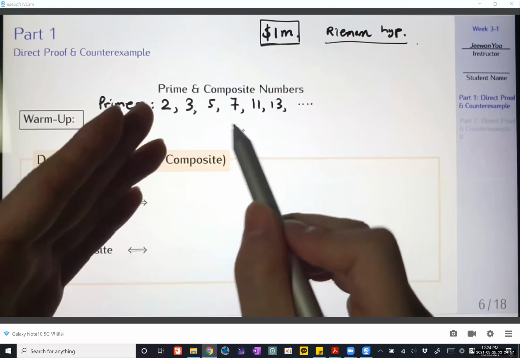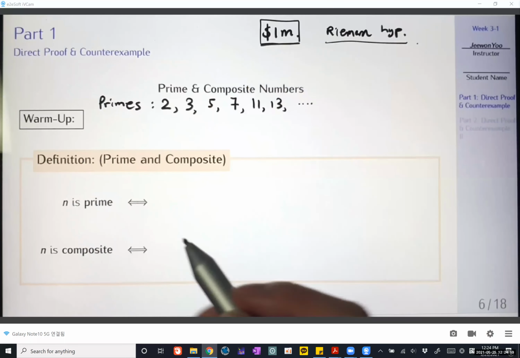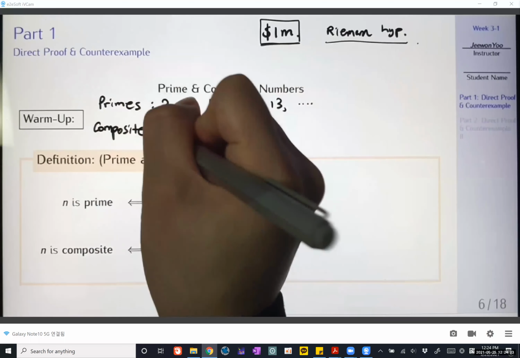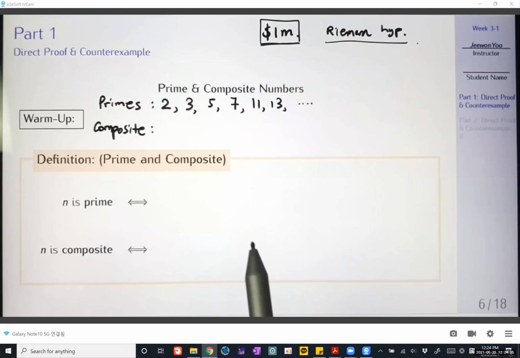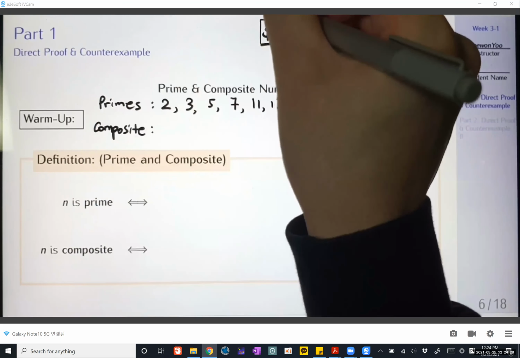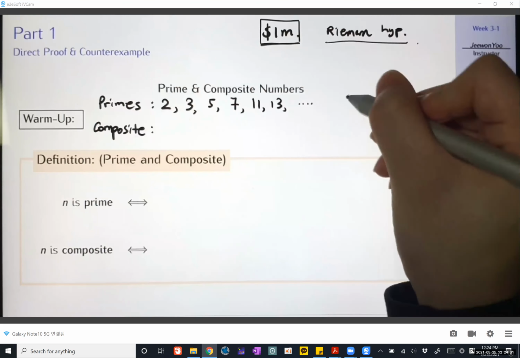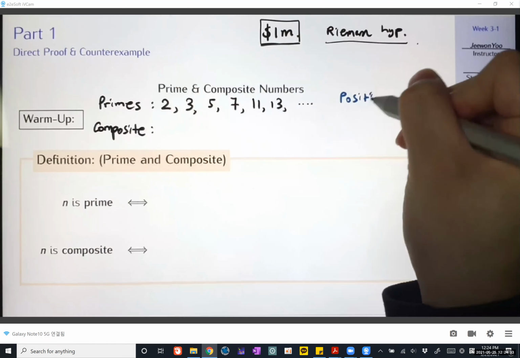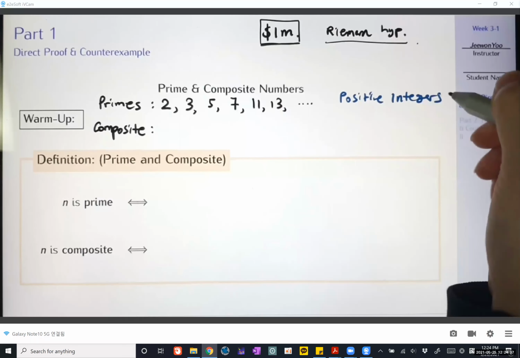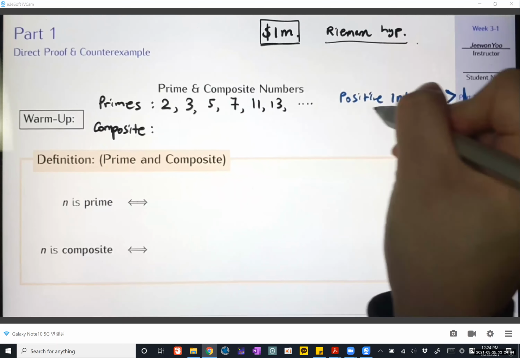The numbers that are not primes are composite. Oh, by the way, everyone, that's a good question from Surajbil. When we talk about primes and composites, let's consider positive integers. Positive integers, listen carefully, positive integers greater than 1. Could you remember? Greater than 1.